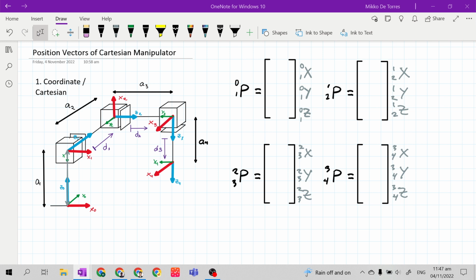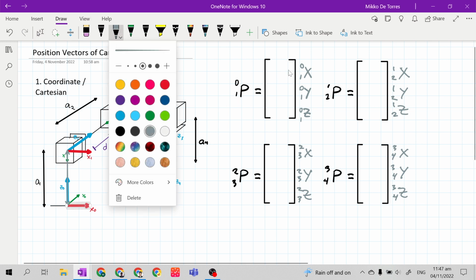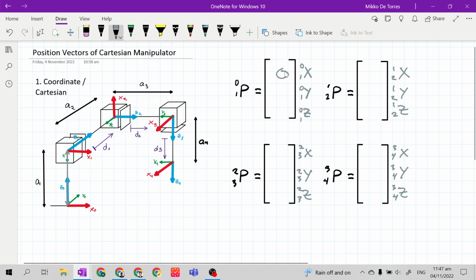So the x coordinate here is 0, or the x element is 0, as well as the y element, because at y0 there is no link length along its axis that will describe the distance of these two origins. So this is also 0.